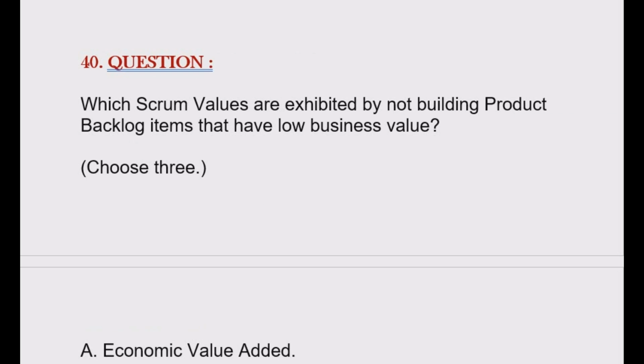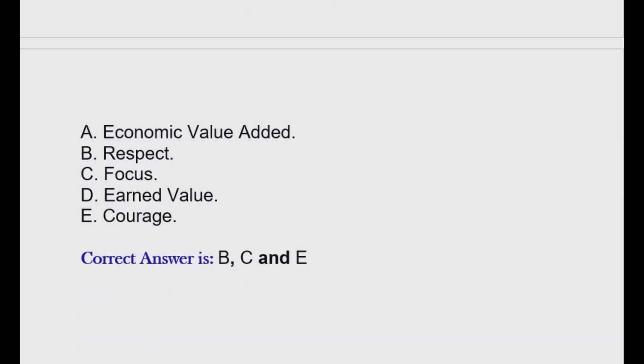Question is, which Scrum values are exhibited by not building product backlog items that have low business value? Choose three options. Option A. Economic value added. Option B. Respect. Option C. Focus. Option D. Earned value. Option E. Courage. Correct answer is option B, C, and option E.